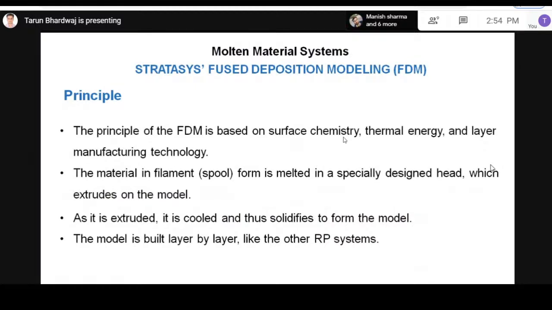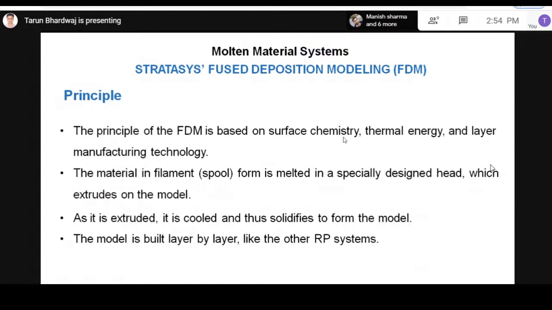That is the main process being used nowadays, fused deposition modeling, and the leading company for FDM is Stratasys. The principle of FDM is based on surface chemistry, thermal energy, and layer manufacturing technology. It uses three principles: a material in filament form, in spool form, is melted in a specifically designed head, which extrudes on the model. When we extrude it, it cools down and solidifies to form a model. The model is built layer by layer, like the other machines.